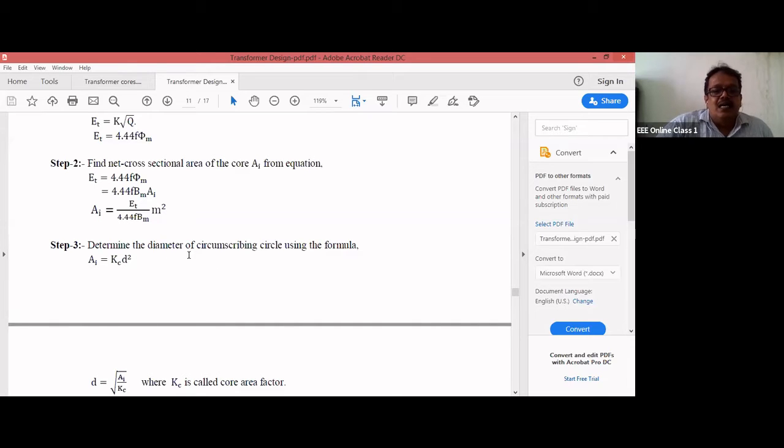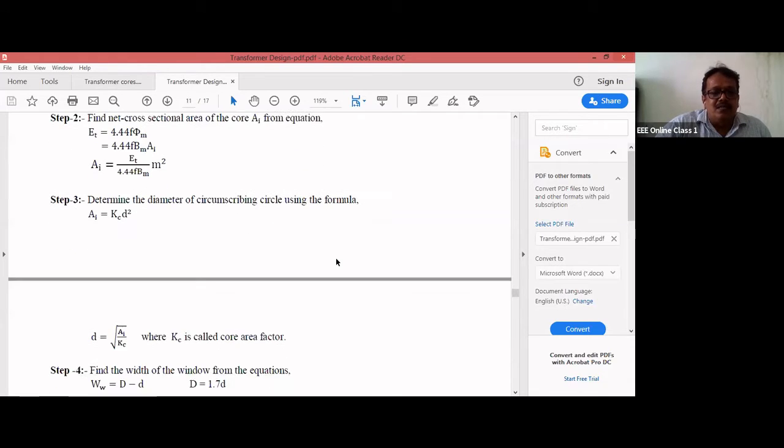And determine the diameter of the circumscribing circle using the formula. Normally you can use this one: Ai is equal to Kc into d square, where d is equal to the root of Ai by Kc, where Kc is called the core area factor. Rarely do you use this formula. Okay.